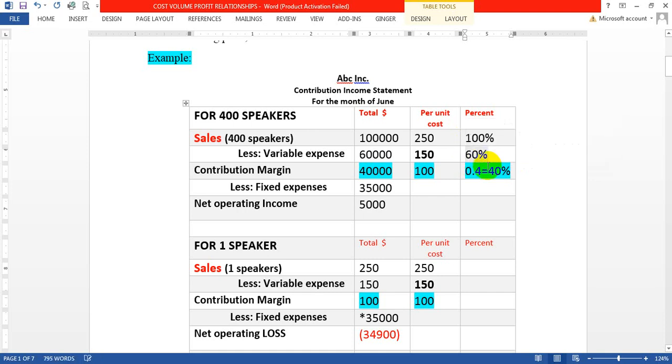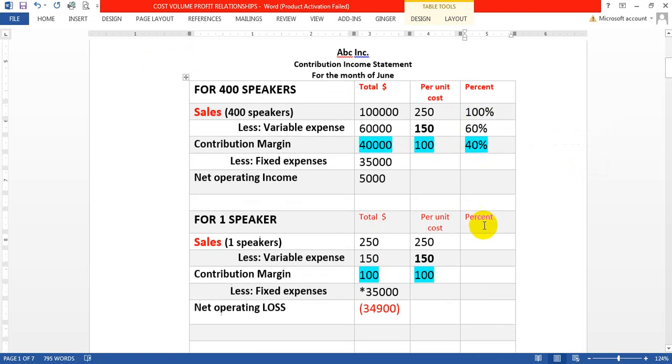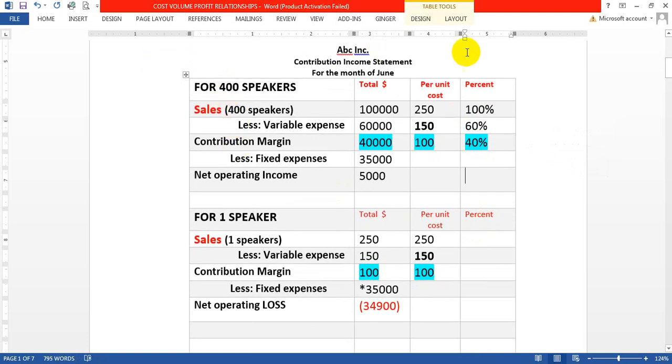I'm removing this because I wrote percent here, I have converted into percentage. Now the contribution format income statement. How did we calculate it? The sale is 400 speakers, and the variable expenses are 60,000 on 400 speaker sale. The total sale is 1 lakh. The variable expense is 60,000. The contribution margin is 40,000, and the fixed expenses are 35,000, right? And the net operating income is 5,000.